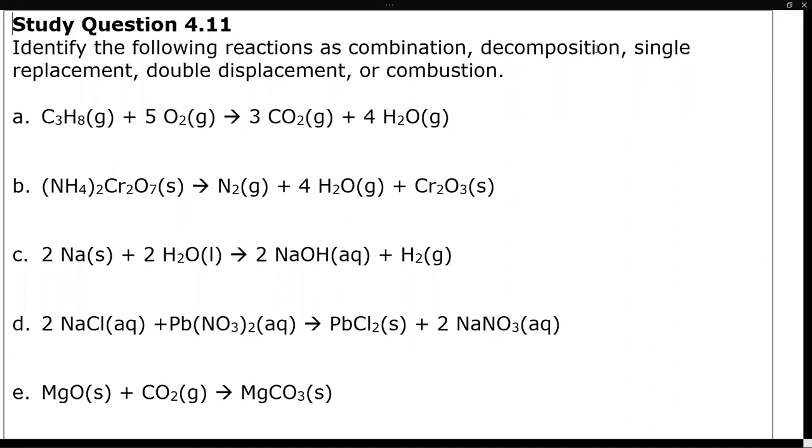The sodium's replacing the hydrogen in the water. Here we got two ionic compounds reacting together, sodium chloride, lead nitrate, and they're swapping partners there, cation and anion. So that must be a double displacement, in this case, a precipitation. E, you've got magnesium oxide plus CO2 forming magnesium carbonate. So I've got two compounds reacting to form one compound, so that must be a combination.